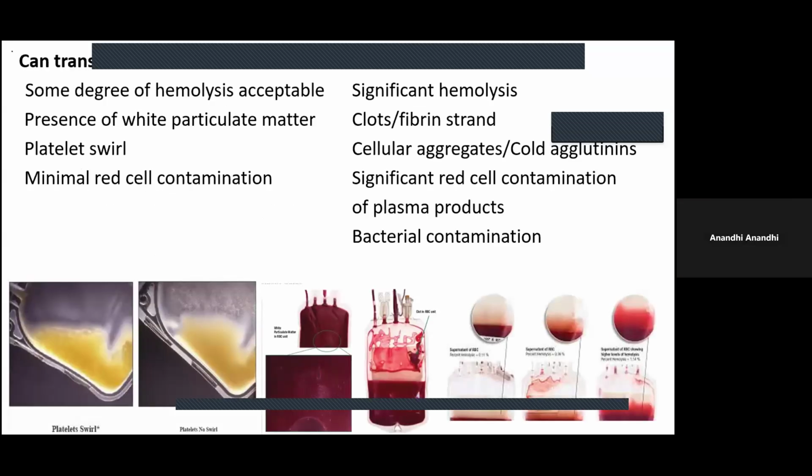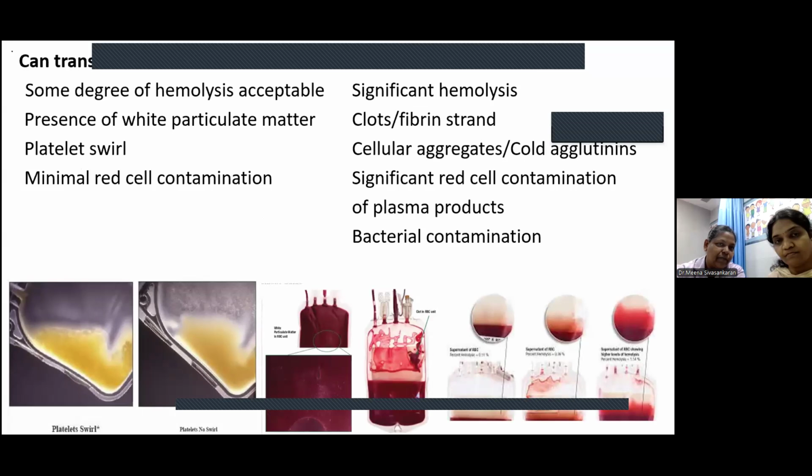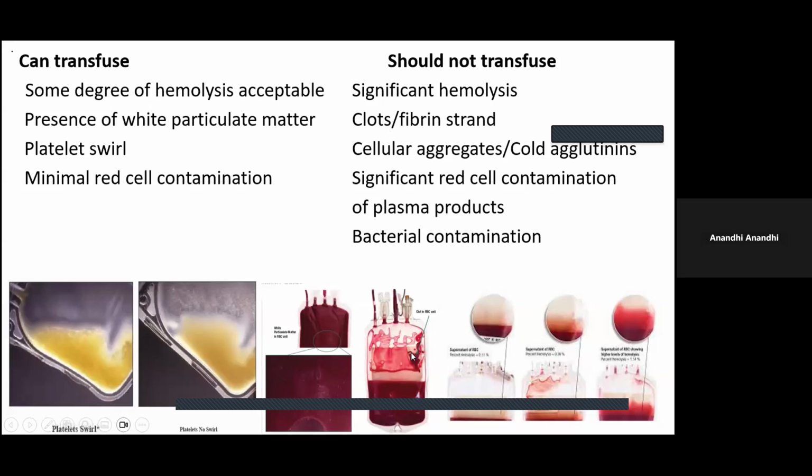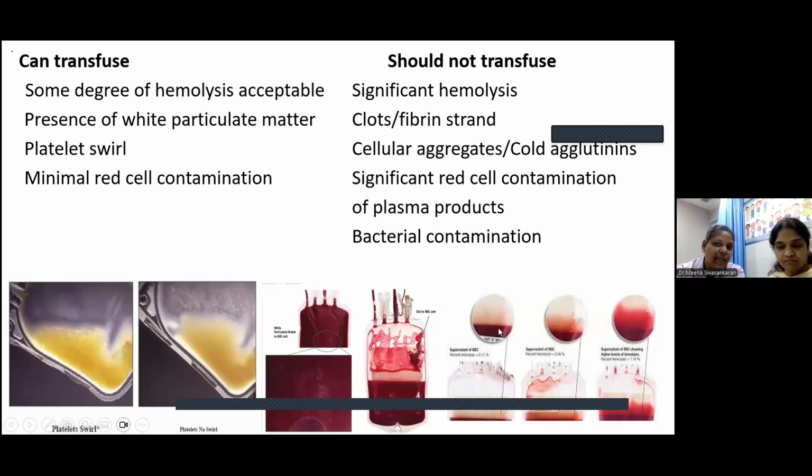In this slide, we can see in which cases we can transfuse the products, or when we cannot transfuse the product. Some degree of hemolysis is acceptable. We should check the platelets against the light. If the platelet swirling is present, we can administer and transfuse the platelet. Minimal red cell contamination is also allowed. If visible clots or fibrin strands are seen, we should not transfuse the platelet.